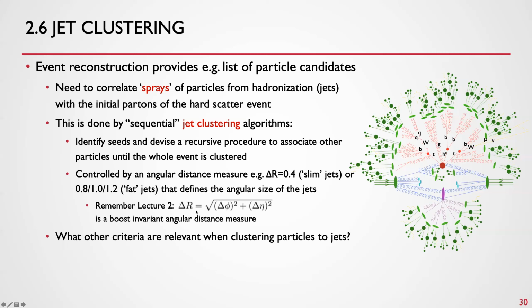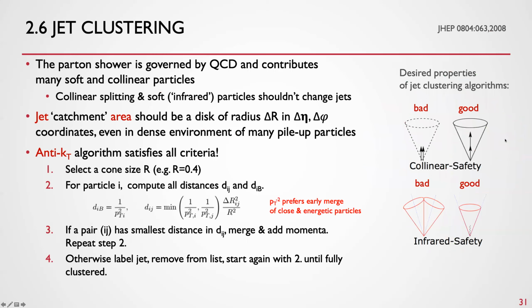Now, remember that from lecture 2, the delta R angular distance is boost invariant along the Z direction. That's really good news, because that means our jet clustering algorithm, whatever it is, will have the same performance whether or not the whole event is boosted along the beam direction. And that makes its performance uniform. But from quantum chromodynamics, we can already infer that there are other aspects of the algorithm that are important.